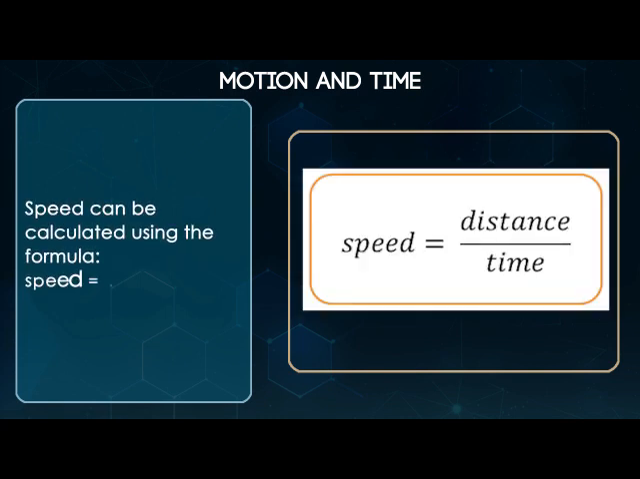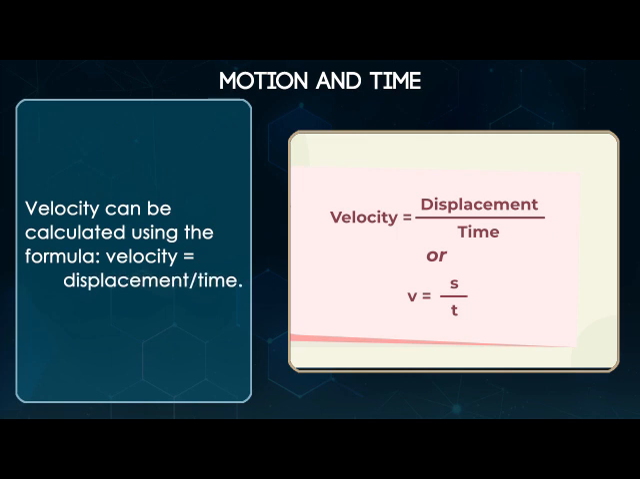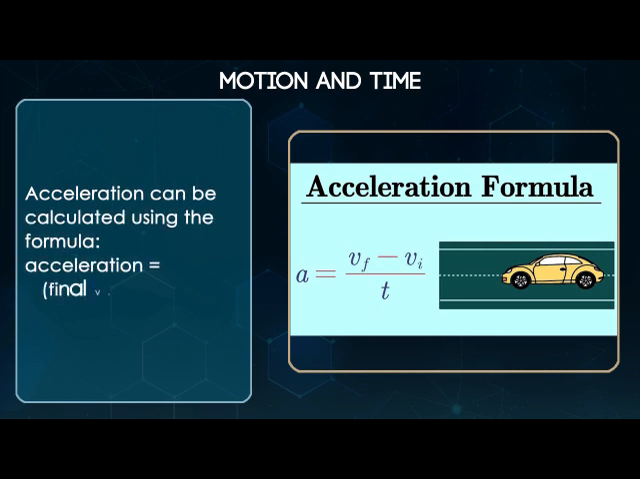Speed can be calculated using the formula speed is equal to distance by time. Velocity can be calculated using the formula velocity is equal to displacement by time. Acceleration can be calculated using the formula acceleration is equal to final velocity minus initial velocity by time.